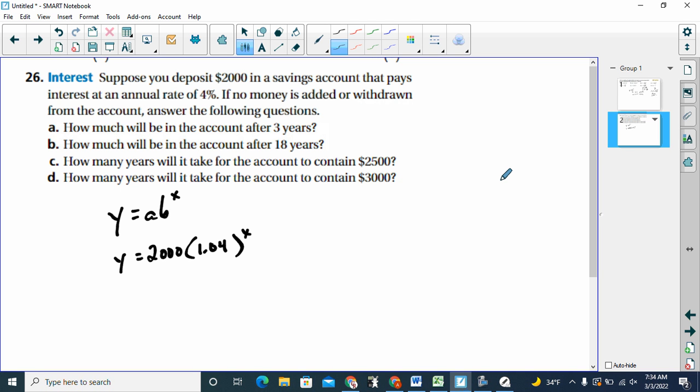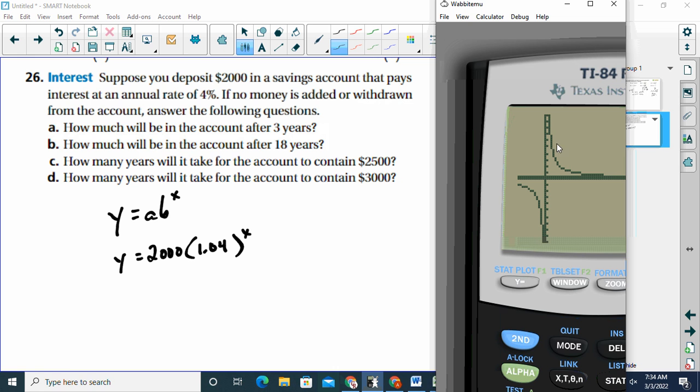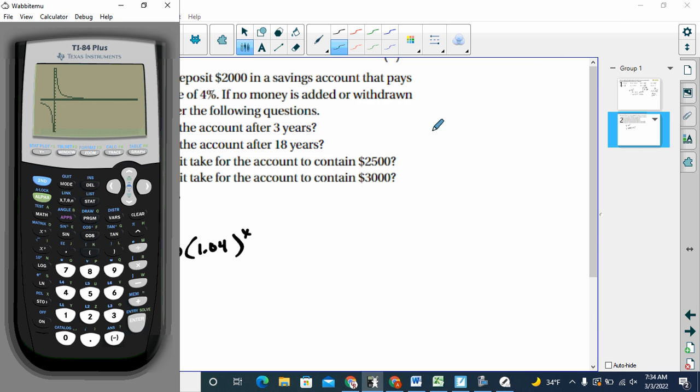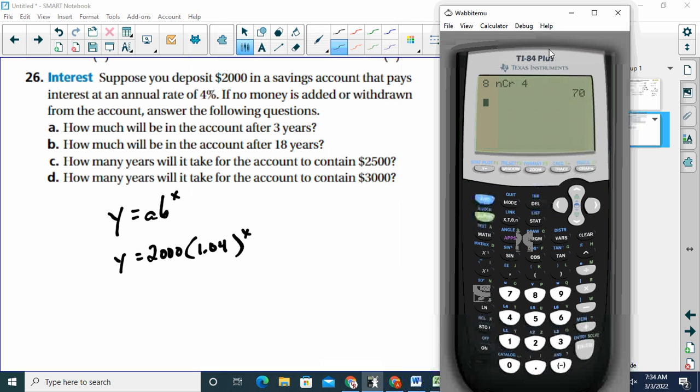x would be the number of times that it grows. So there's our model, y equals 2,000 times 1.04 to the x. In part A, we simply need to plug in 3 for our x. After 3 years, we will have added 4% 3 times. So we've got 2,000 times 1.04 to the third.